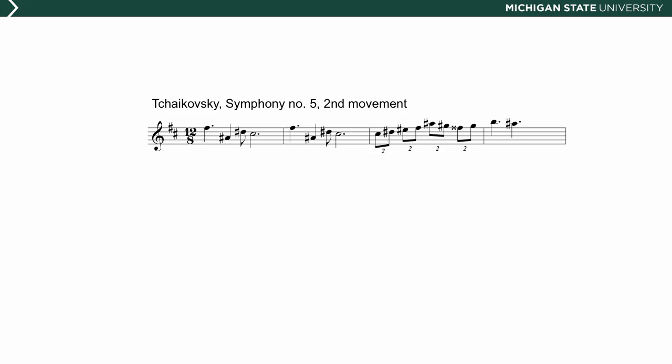But Tchaikovsky turns all of the third measure into duple pairings using duplet notation. Each duplet takes the time of one dotted quarter note beat.